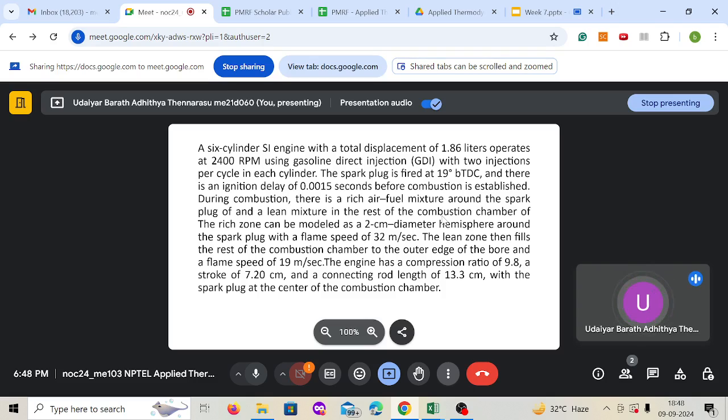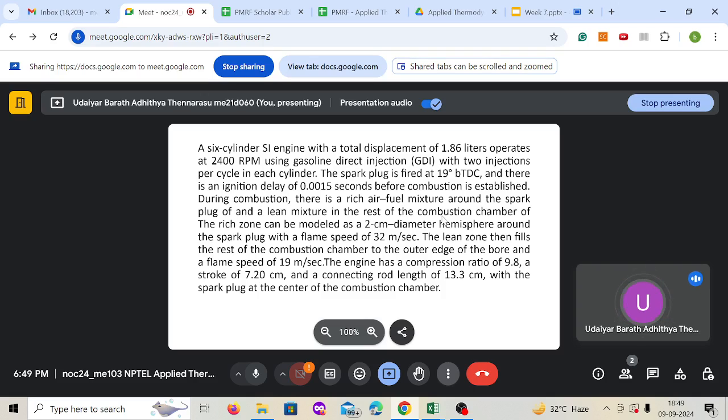The spark plug is fired at 19 degrees before top dead center, and there is an ignition delay of 0.0015 second before combustion is established. During combustion there is a rich air-fuel mixture around the spark plug and a lean mixture in the rest of the combustion chamber. The rich zone can be modeled as a 2 cm diameter hemisphere around the spark plug with a flame speed of 32 meters per second. The lean zone then fills the rest of the combustion chamber to the outer edge of the bore, with a flame speed of 19 meters per second.